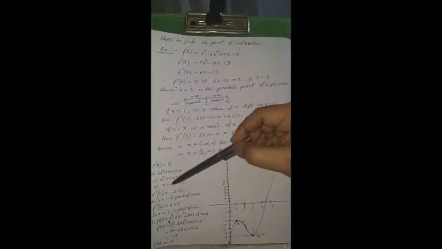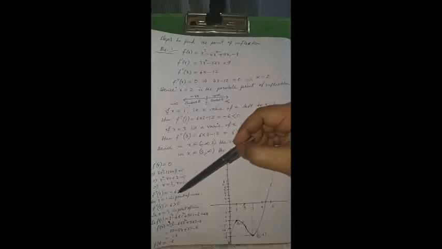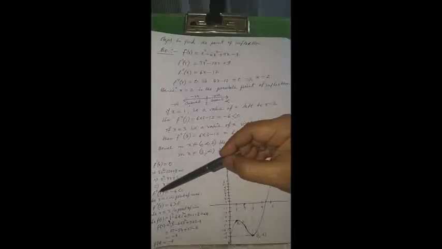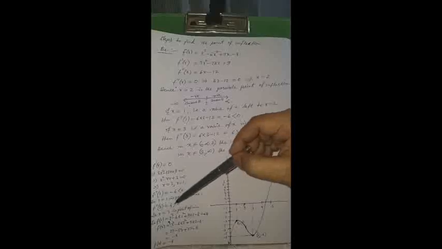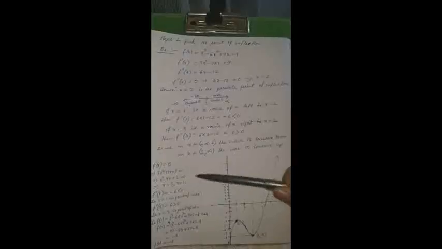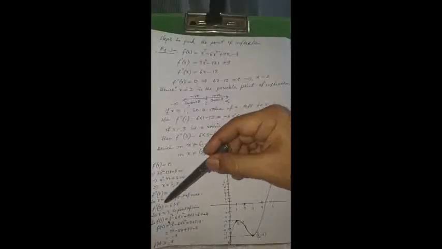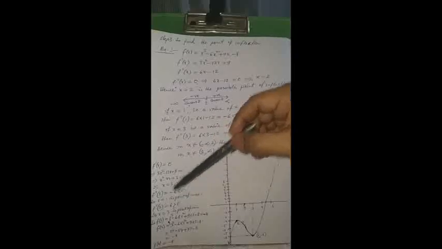When the values x is equal to 1 and x is equal to 3 are put, we are getting minus 6 and plus 6. So minus 6 shows that x is equal to 1 is the point of maximum, and this 6 positive shows x is equal to 3 is the point of minimum. This is the point which we have already discussed in the previous problem. Now let us come to this.